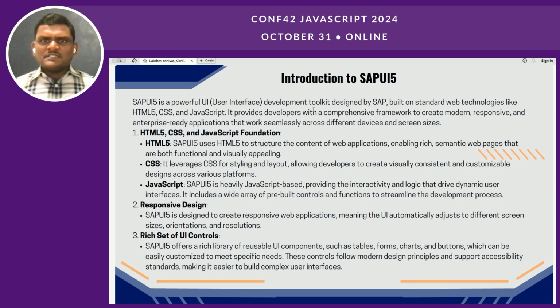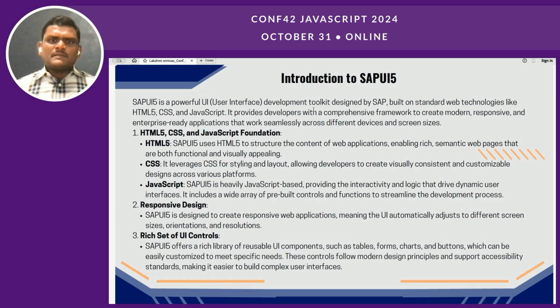SAP UI5 uses HTML5 to structure the content of web applications, enabling rich semantic web pages that are both functional and visually appealing. CSS. It leverages CSS for styling and layout, helping developers to create visually consistent and customizable designs across various platforms. JavaScript. SAP UI5 is heavily JavaScript based, providing the interactivity and logic that drive dynamic user interfaces. It includes a wide array of pre-built controls and functions to streamline the development process.